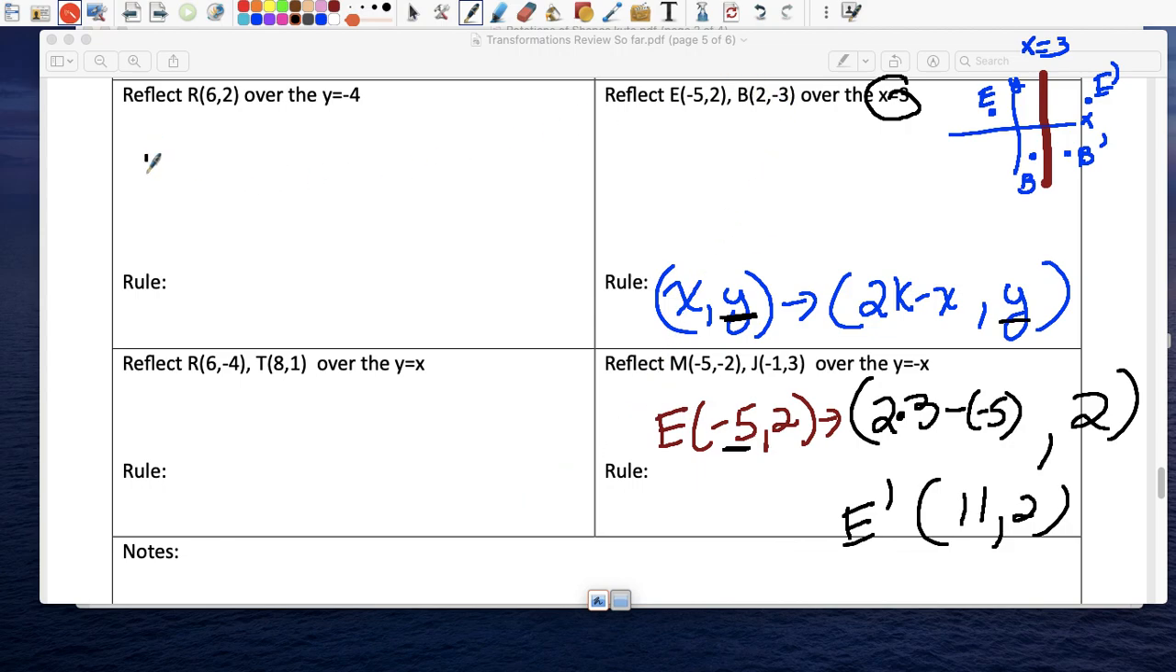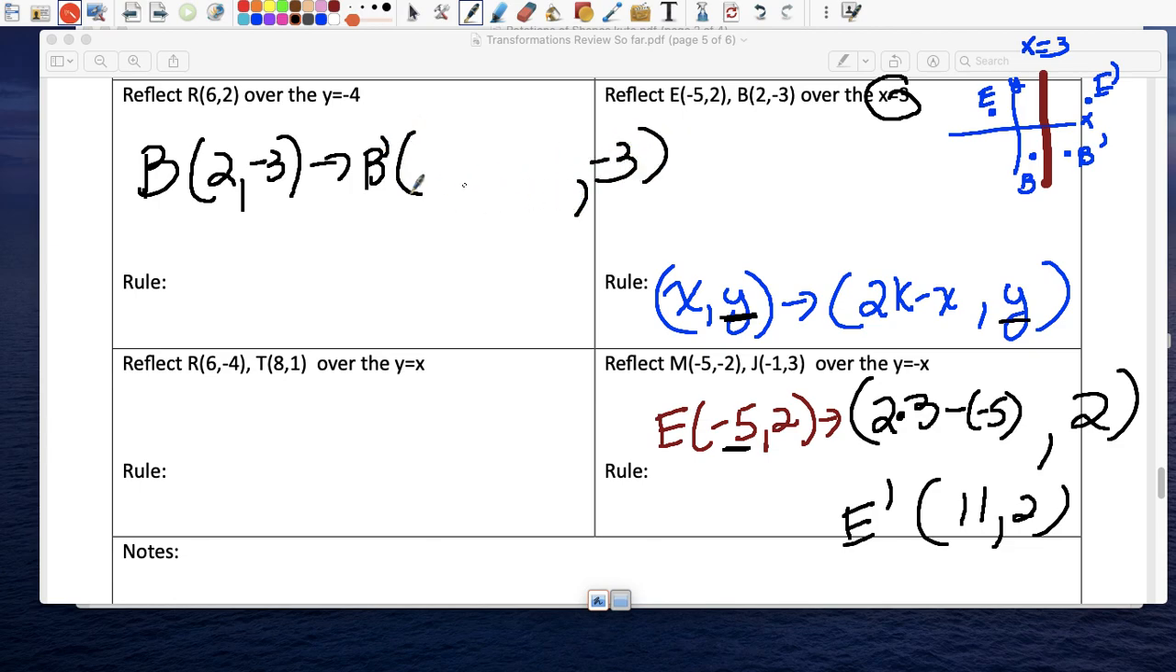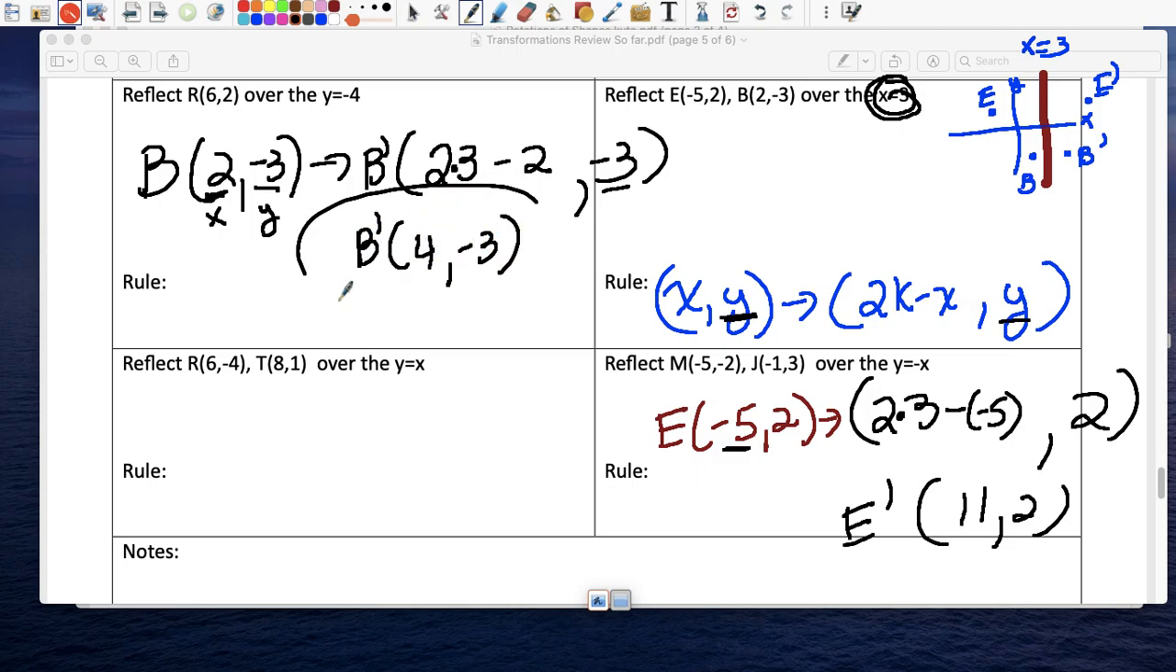Now B prime. B, which is (2, -3), becomes B prime. We know the y value stays the same, so this is going to stay as -3. But the x value is 2 times k, which we know is 3. 2 times 3 minus 2, because that's the x value. So B prime is 2 times 3 is 6, minus 2 is 4, and -3. So that's the coordinate for B prime.